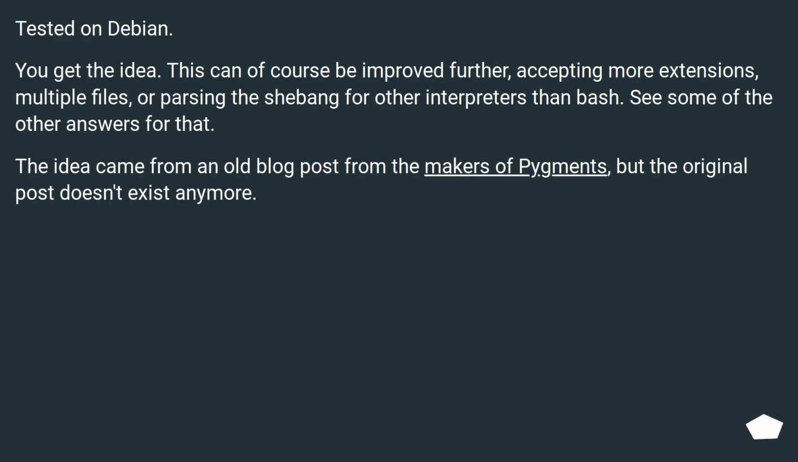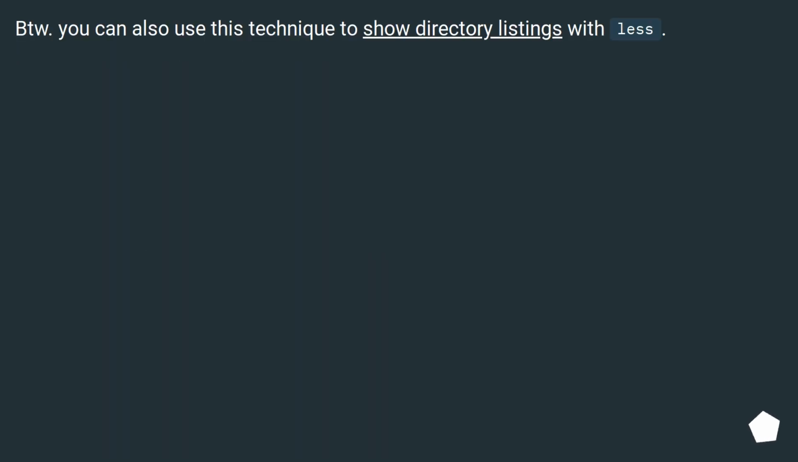This can of course be improved further, accepting more extensions, multiple files, or parsing the shebang for other interpreters than Bash. See some of the other answers for that. The idea came from an old blog post from the makers of Pygments, but the original post doesn't exist anymore. By the way, you can also use this technique to show directory listings with less.